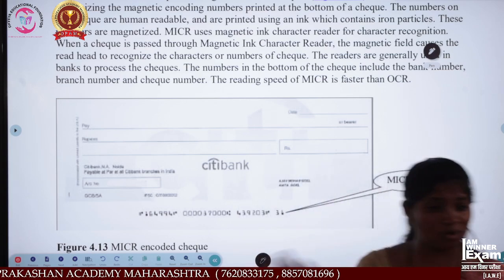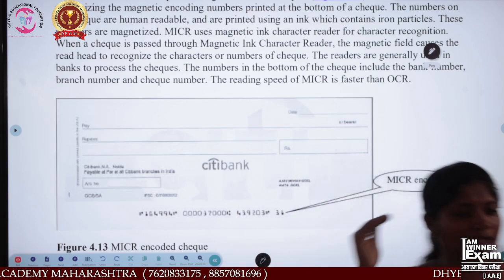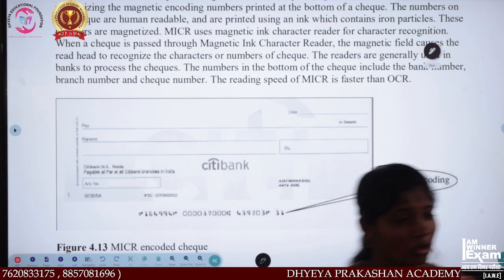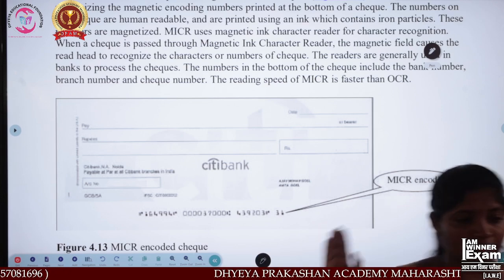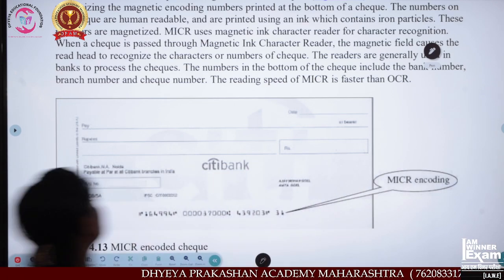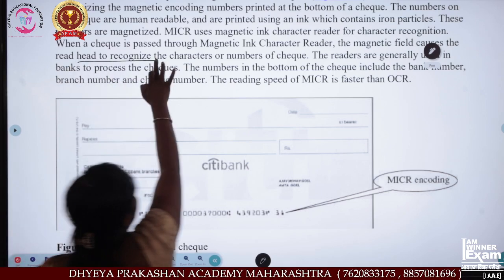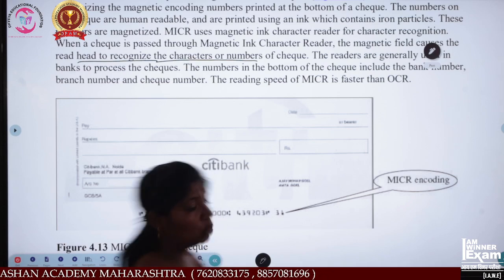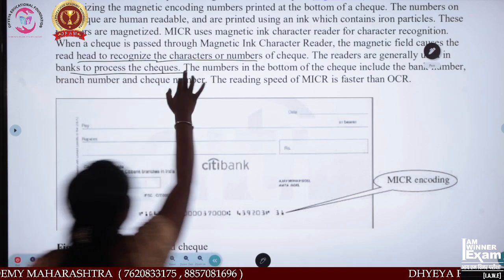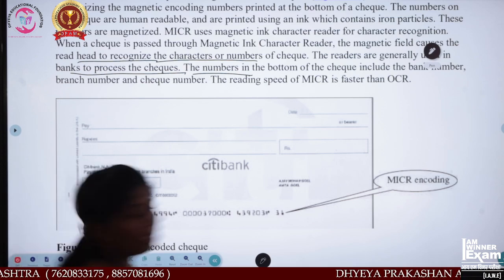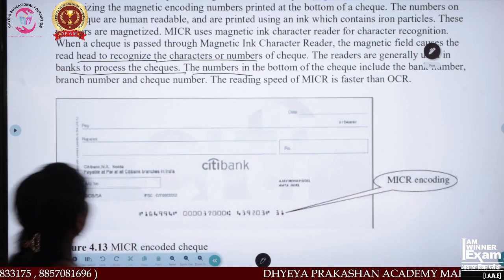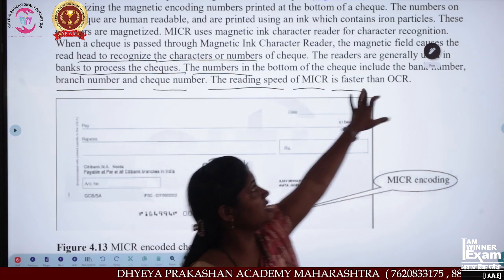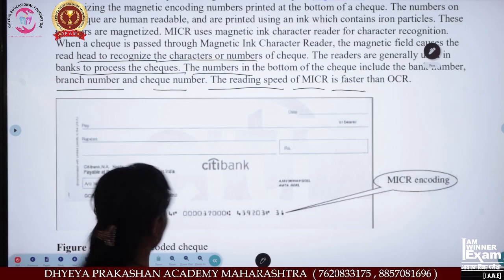MICR uses a magnetic ink character reader for character recognition. When a check passes through the magnetic ink character reader, the magnetic field causes the read head to recognize the characters or numbers on the check. The readers generally use a band to process the check. The numbers at the bottom of the check include the bank number, branch number and check number. MICR is faster than OCR.